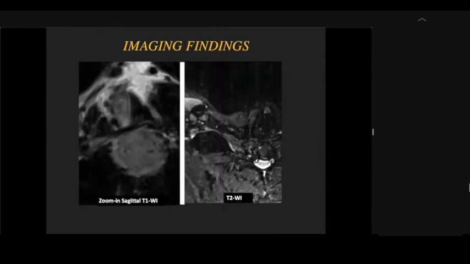The image to your left is a zoom-in sagittal T1, which shows that the lesion was separated from the C5, C6, and C7 nerve roots of the brachial plexus superiorly. However, inferiorly, the C8 and T1 nerve roots of the brachial plexus were not identified and likely involved by the mass. There was no involvement of the neuroforamina.